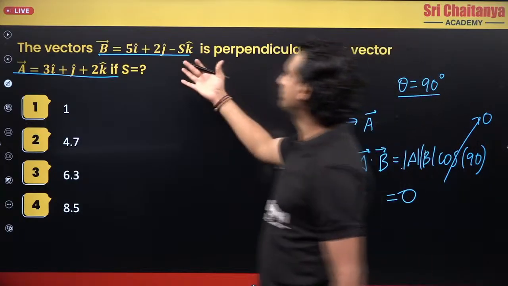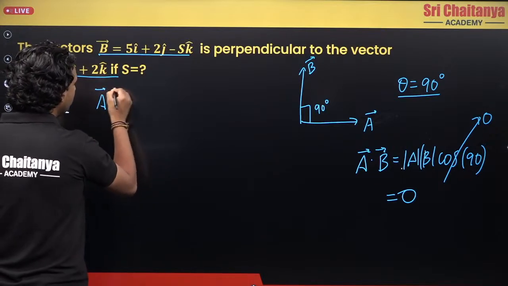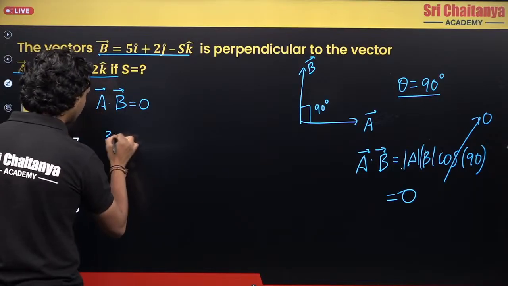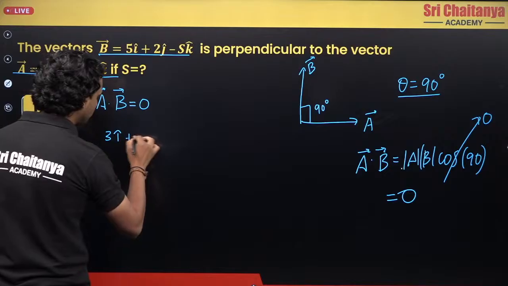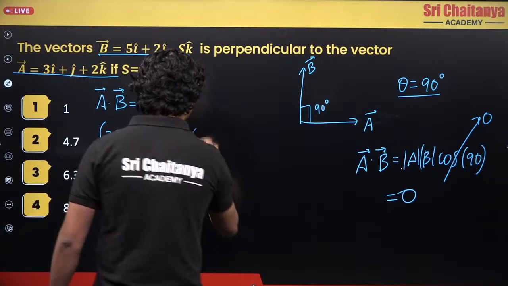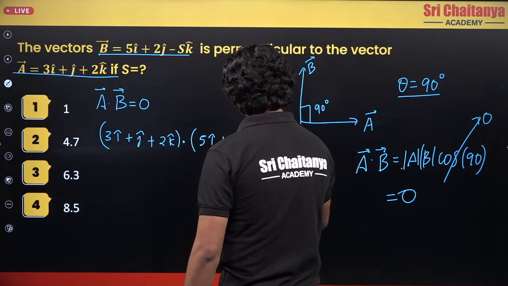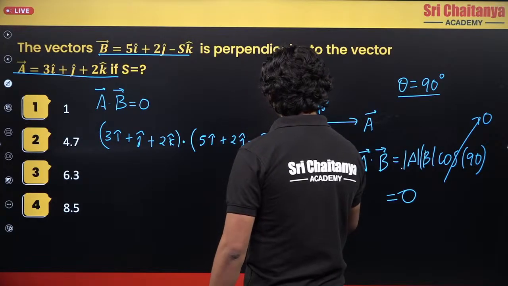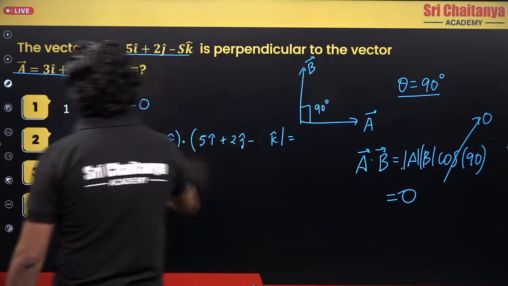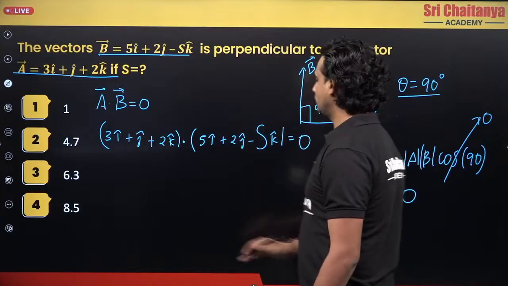So let's find the dot product, simple as that. So mod of A into mod of B should be equal to 0. Now what is the A vector? A vector is 3i cap plus j cap plus 2k cap. This is vector A. Now what is vector B? Vector B is 5i cap plus 2j cap minus s k cap. Let's say this is some S we have to find. The dot product is 0.